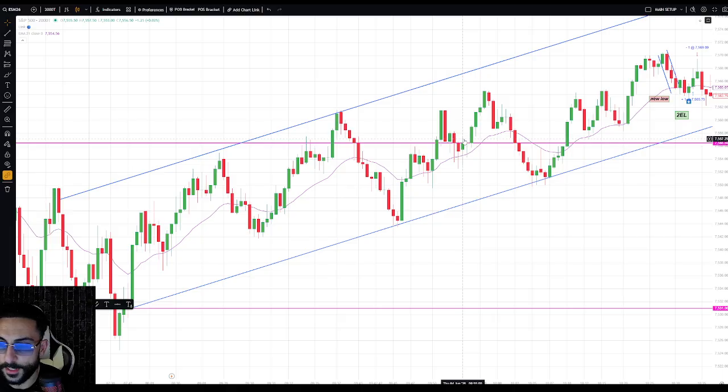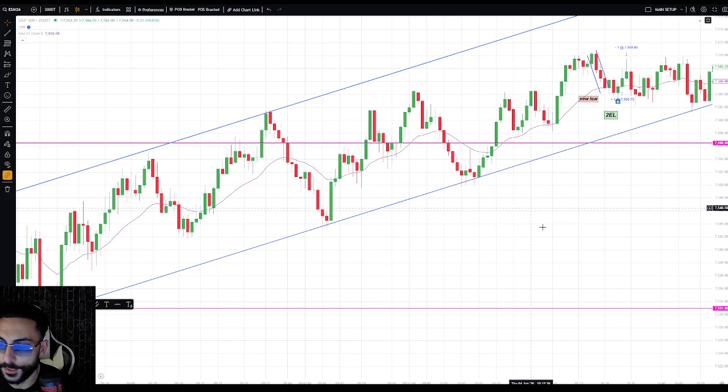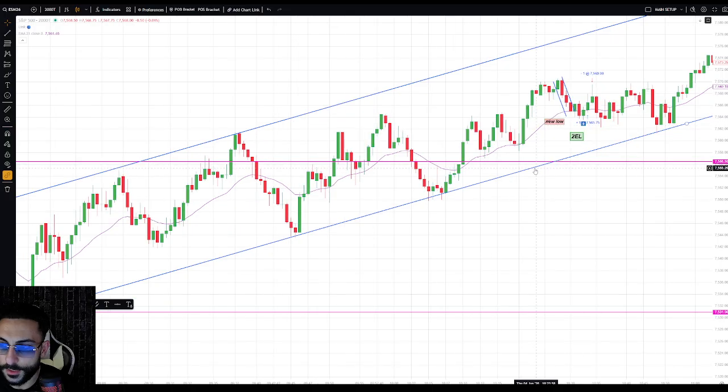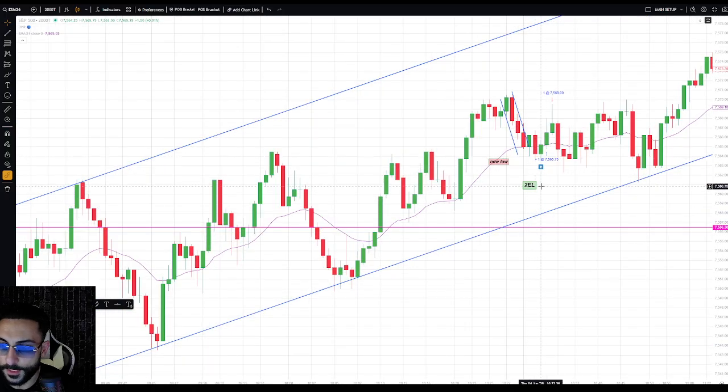And usually after multiple tests with a series of higher highs and higher lows, we anticipate the market to go higher, which it did here. Once we had that third swing, I anticipated the market to have a strong continuation in this range. And this is the first trade that I took of the day.